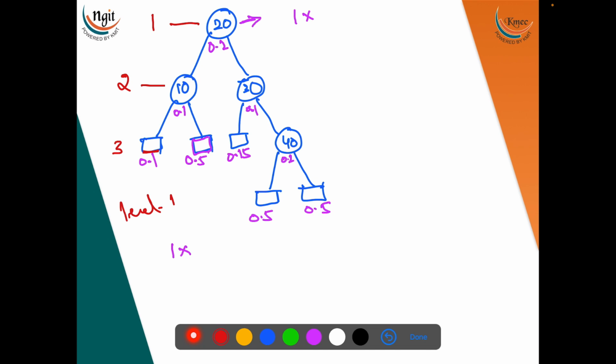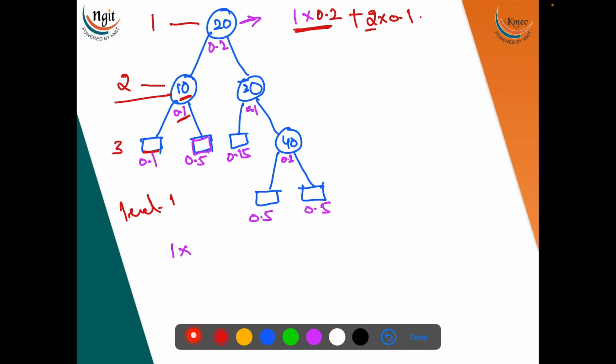Now I am moving to calculate the cost of the entire tree. 1 into 0.2: 1 indicates the level and 0.2 indicates the probability of searching that node. It is the cost for the 20 element. Now the next is what? Level 2 is the 10 element. Now I am writing that element: 2 into what? 2 indicates the level, into 0.1. 0.1 indicates the probability of searching the 10 element.